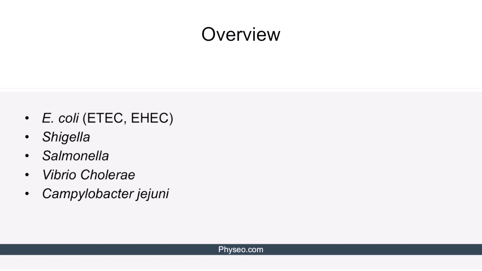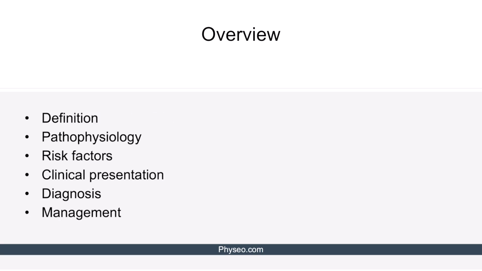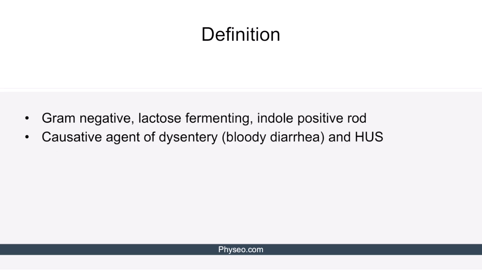Now we'll discuss enterohemorrhagic E. coli, also known as EHEC. Here's a reminder of the sequence we will follow in describing diseases caused by EHEC, starting with definition. EHEC, just like any other species of E. coli, is a gram-negative, lactose-fermenting, indole-positive rod, and it's the causative agent of dysentery, that is, bloody diarrhea, and the hemolytic uremic syndrome, also known as HUS.